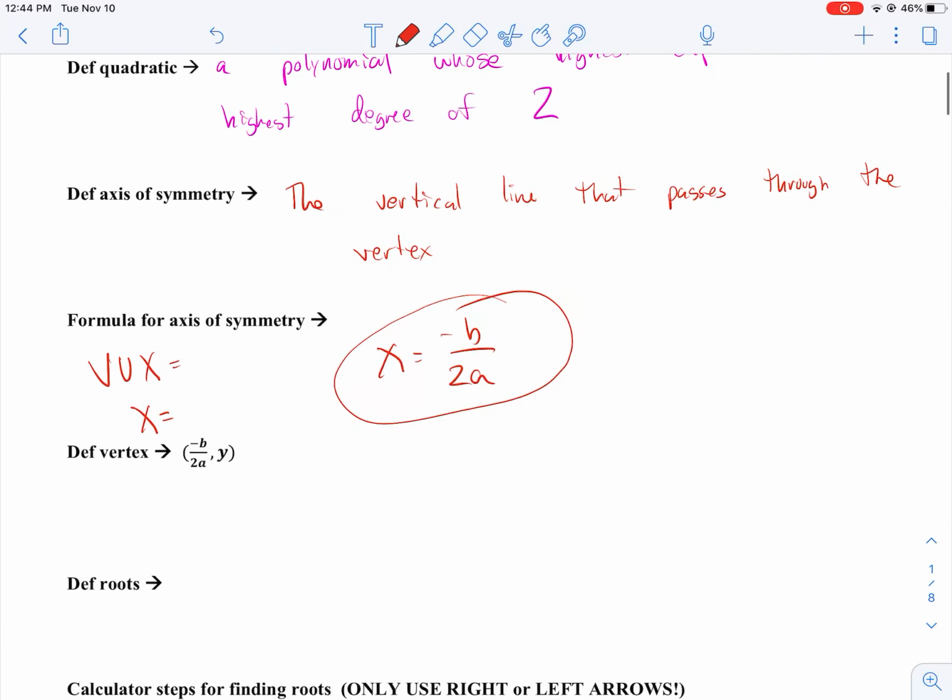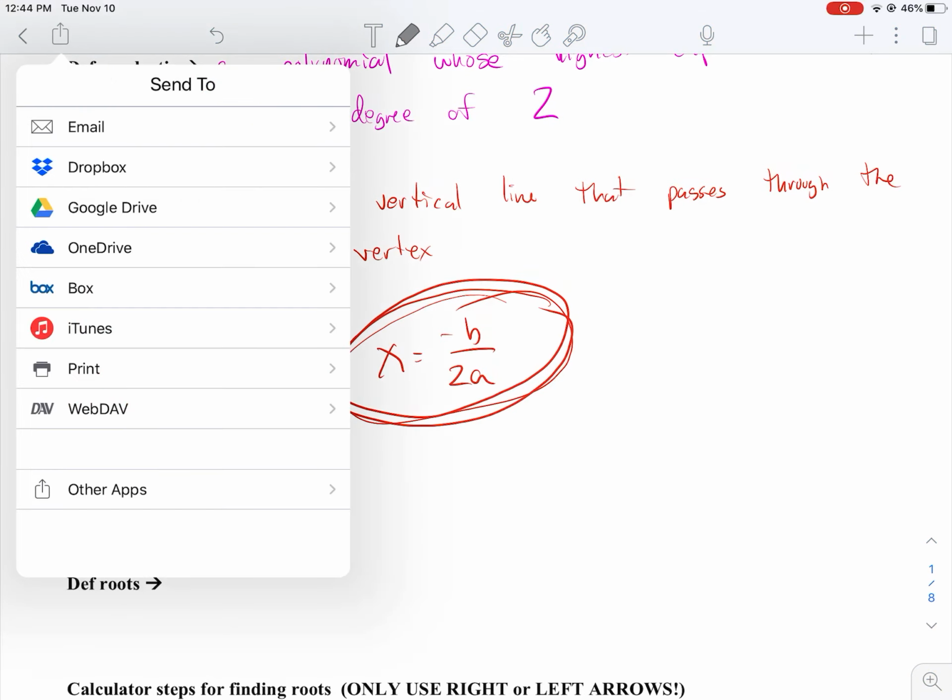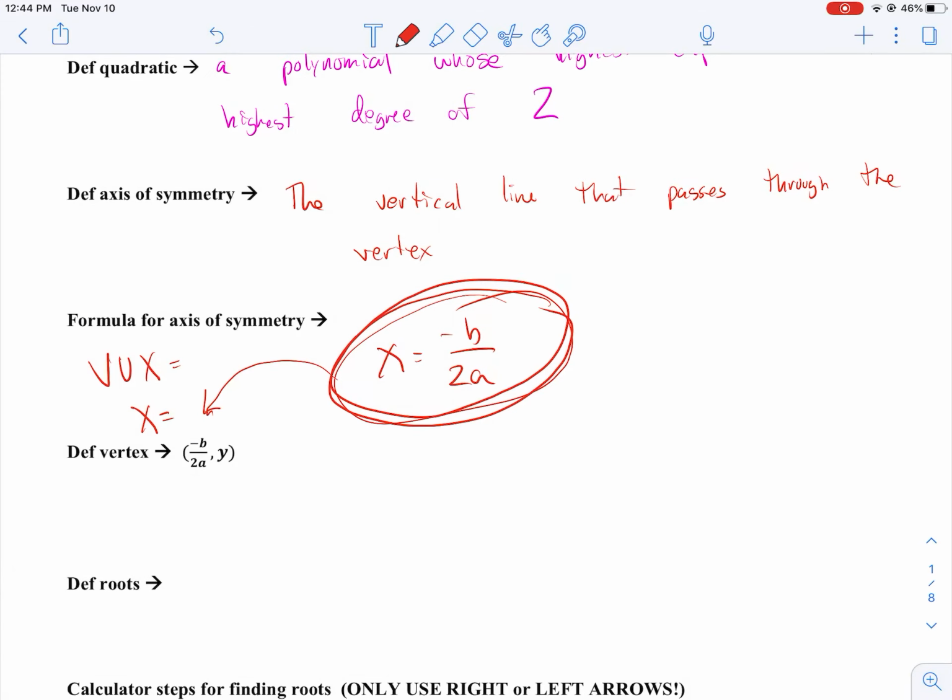Your definition of the vertex is found right here. So if you find your axis of symmetry, you take this value and plug it back into your function, and it'll give you whatever your y value is when that x value is equal to whatever you have there. Okay, so the formula for axis of symmetry is this.